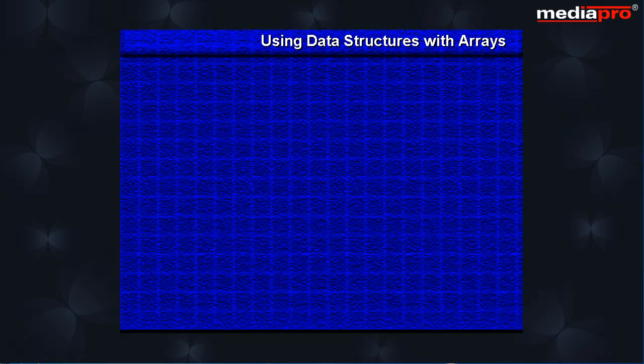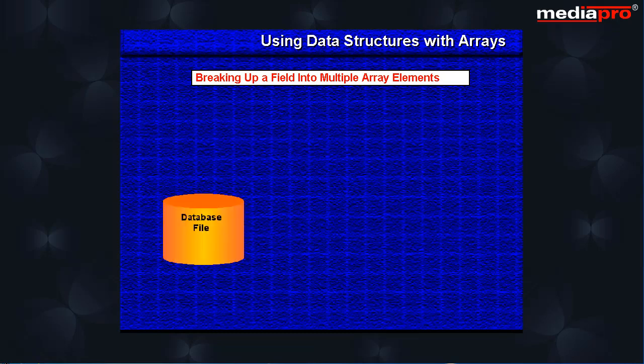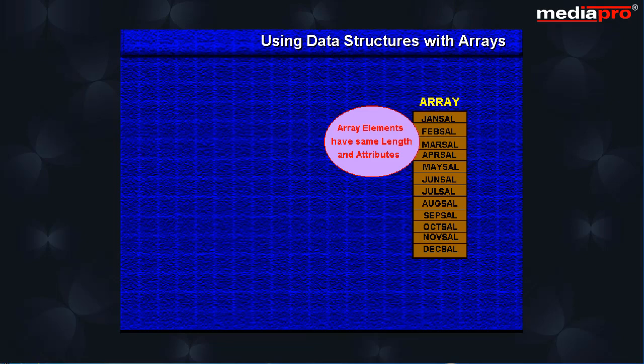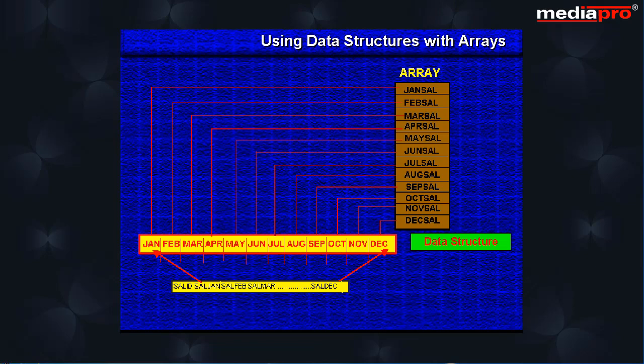Another situation where you would use a data structure is to break up a field into multiple array elements. For example, a database file containing sales information has one record for each salesman. The sales data for 12 months are stored in one large field. The best way of processing this data would be to use arrays, since all 12 sales data have the same length and attribute. We can use a data structure to first divide the field into 12 subfields and then to map each month's data onto a corresponding array element.